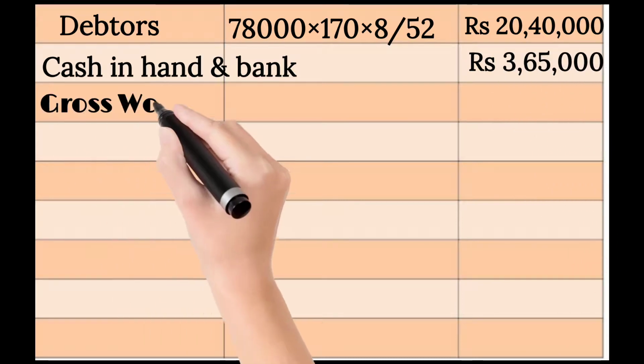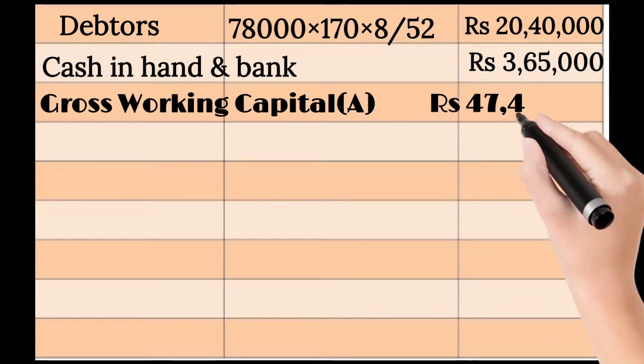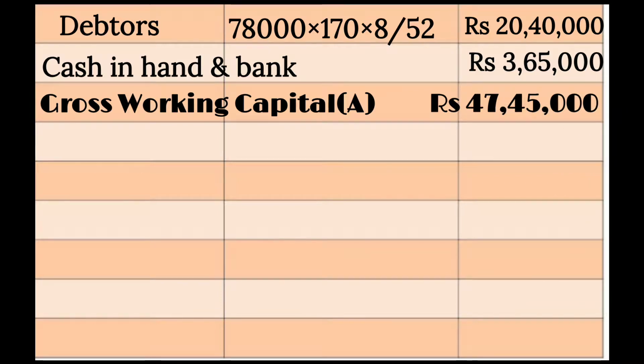So adding all of these, that is raw material, WIP, finished goods, debtors and cash in hand, we get the gross working capital, which we name as A, of amount rupees 47,45,000. Next, we will calculate the current liabilities.